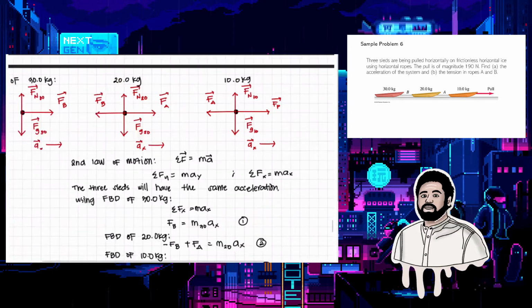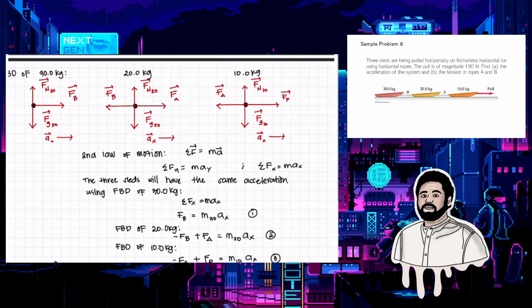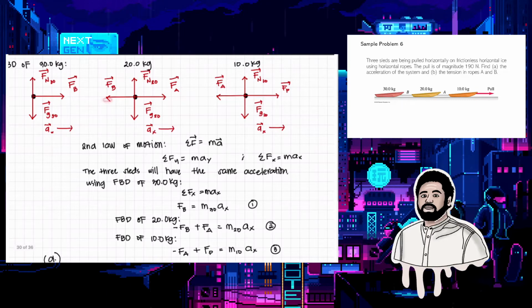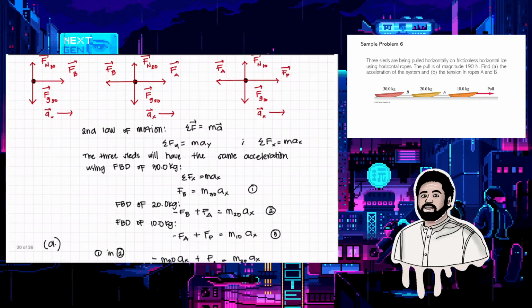Okay? So let's have the free body diagram of 30 kilograms. Summation of forces in X, I have FB equal to M30AX. I cannot get the acceleration there because I don't know FB yet. So note that as equation number 1. For the 20 kilograms, I have negative FB plus positive FA equal to M20AX, mass of 20 times acceleration in the X. Note it as equation number 2.